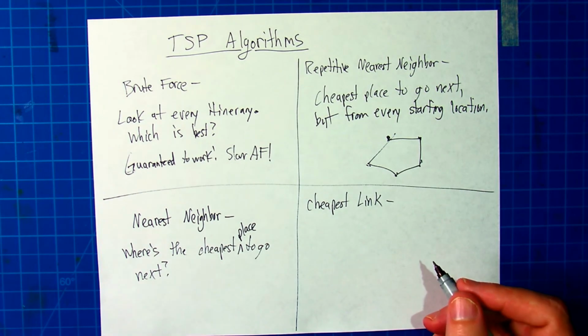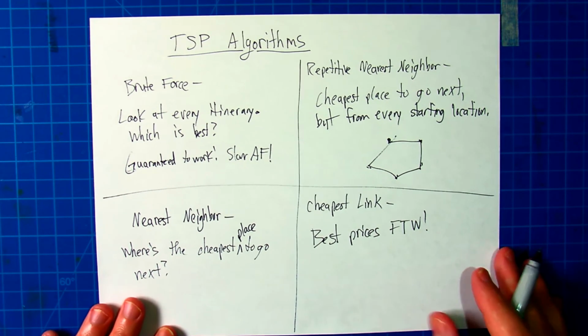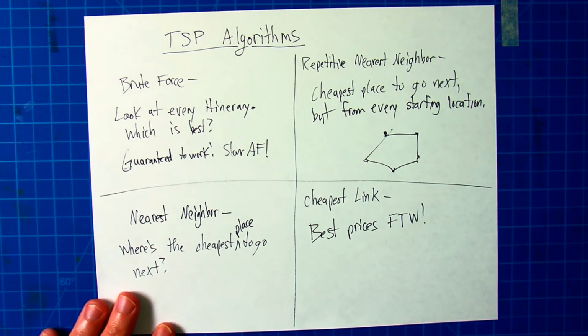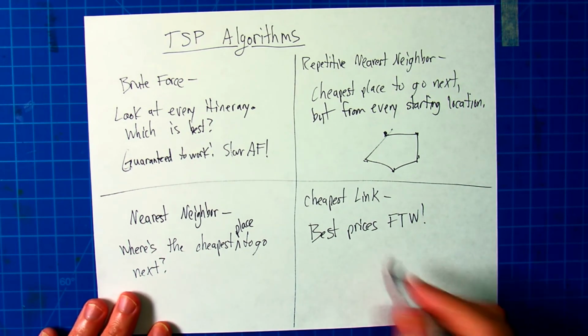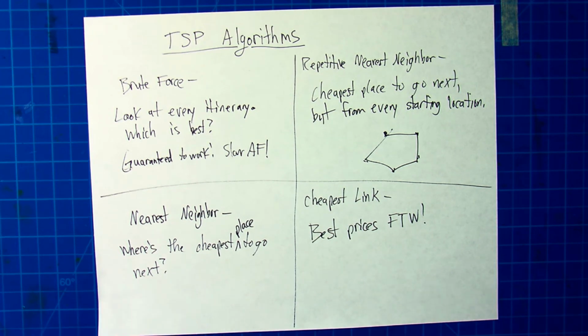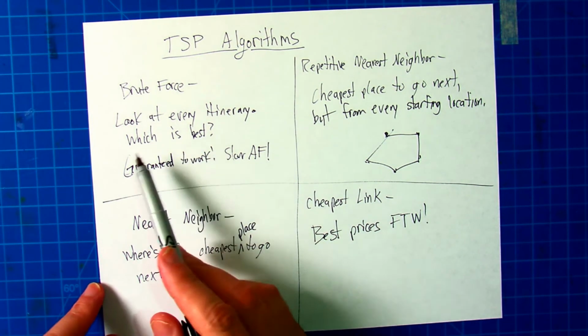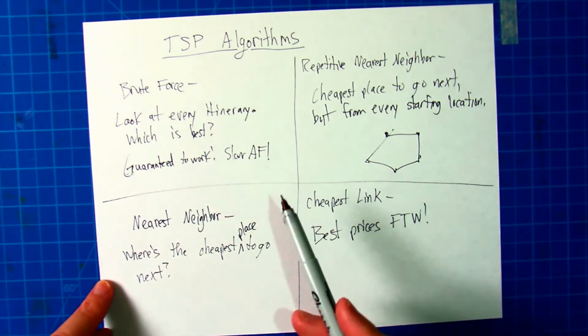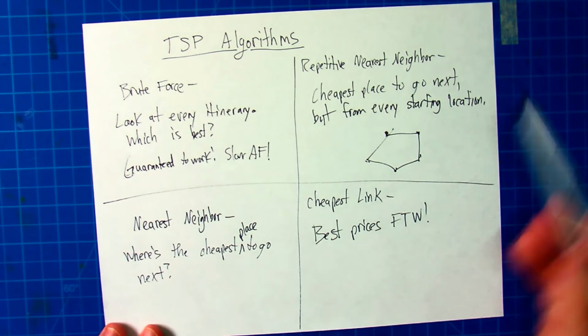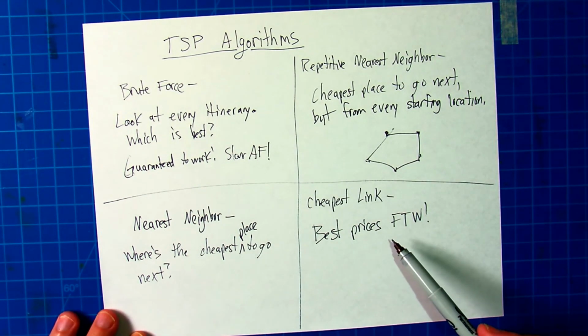In the cheapest link algorithm, you look at best prices. So whatever has the best price, you're going to snap up that flight or car trip or whatever it is, and you're just going to keep snapping up the best deals that are going to make a circuit out of everything that you have. Those are the main algorithms. We're not going to look at this one because we are not a computer and we can't possibly look at every single itinerary. Once we get this one down, this one is very easy to tack onto it, and this one is very similar to something we've looked at before.